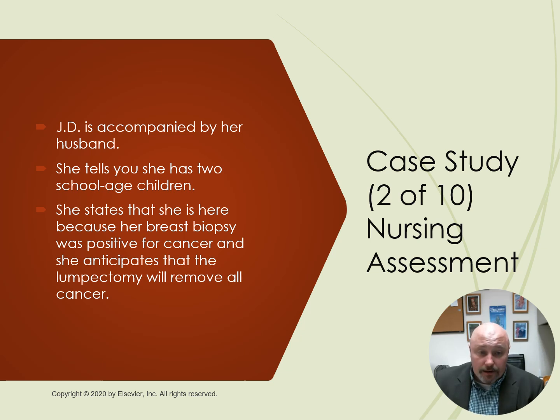JD is accompanied by her husband. She tells you she has 2 school-aged children. She states that she is here because her breast biopsy was positive for cancer, and she anticipates that the lumpectomy will remove all cancer.